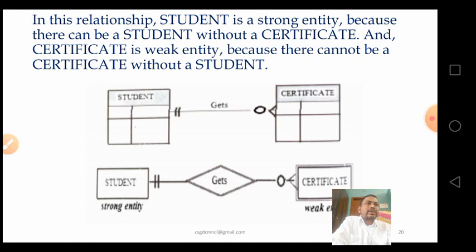Student is strong entity, so certificate is weak entity, because certificate depends on the student entity, because there cannot be a certificate without a student. Here see in the diagram, student and certificate, two entities. Student is strong entity, certificate is weak entity.